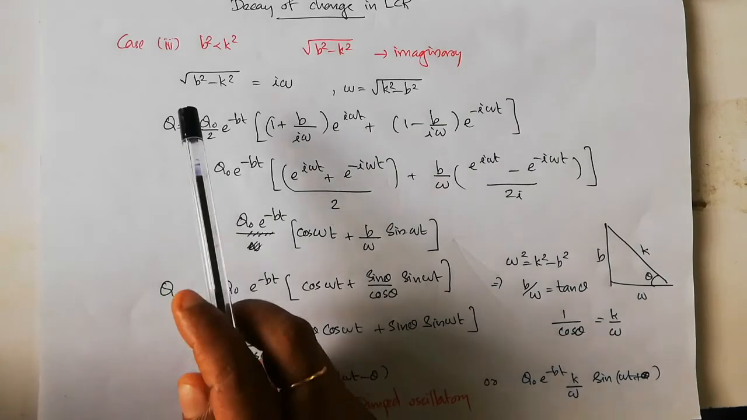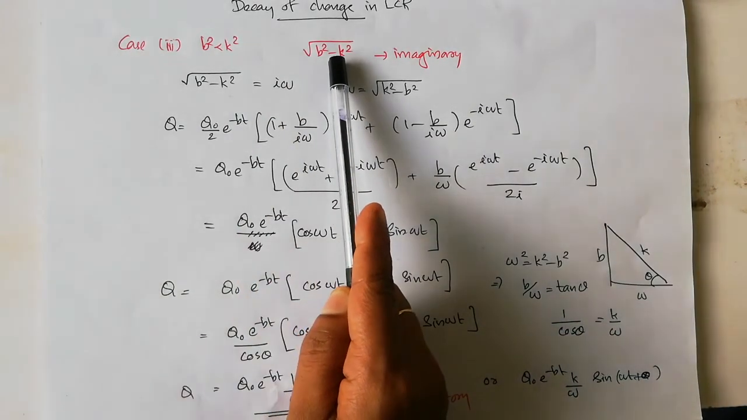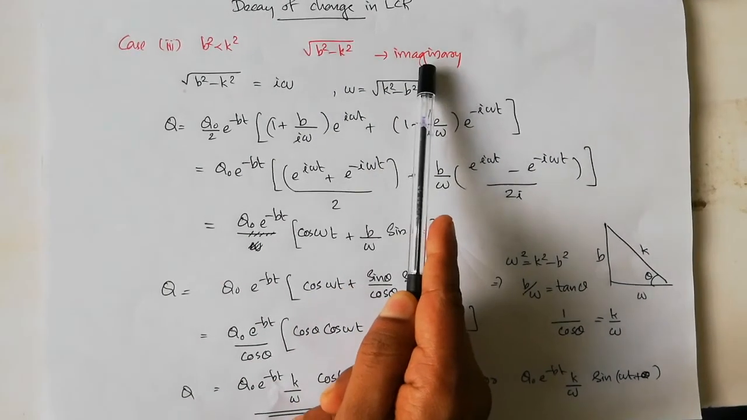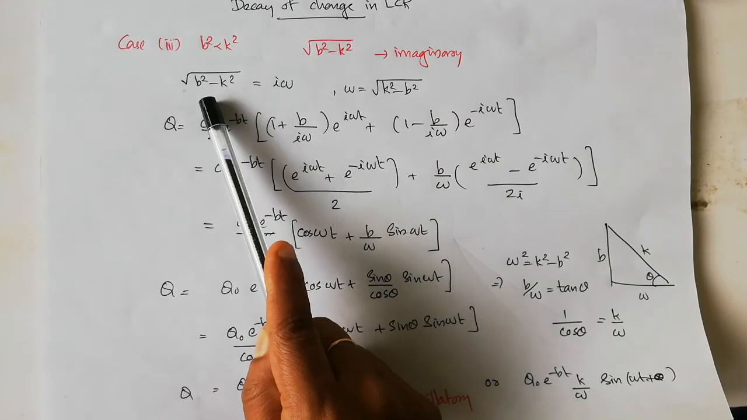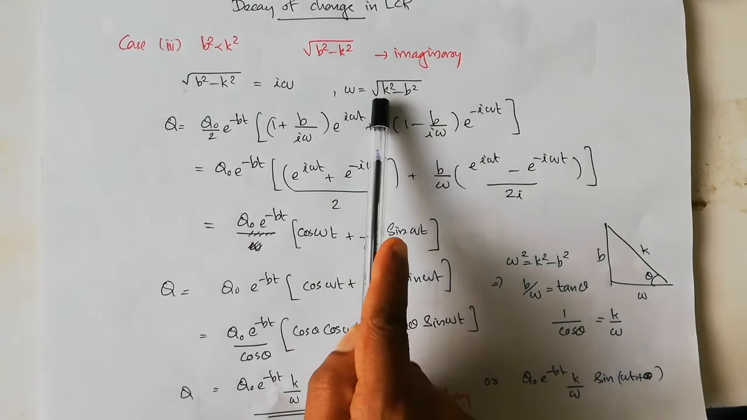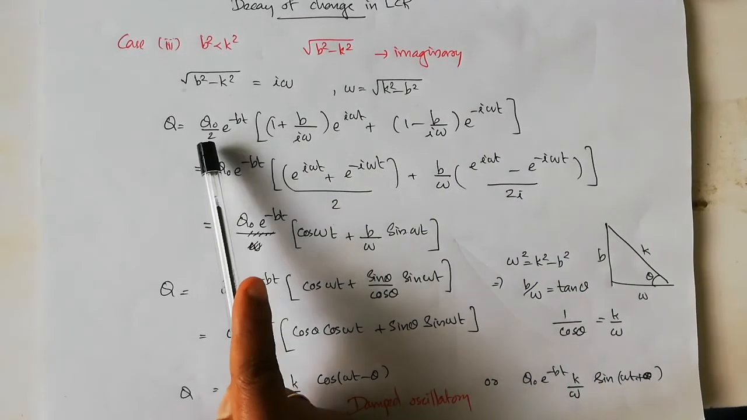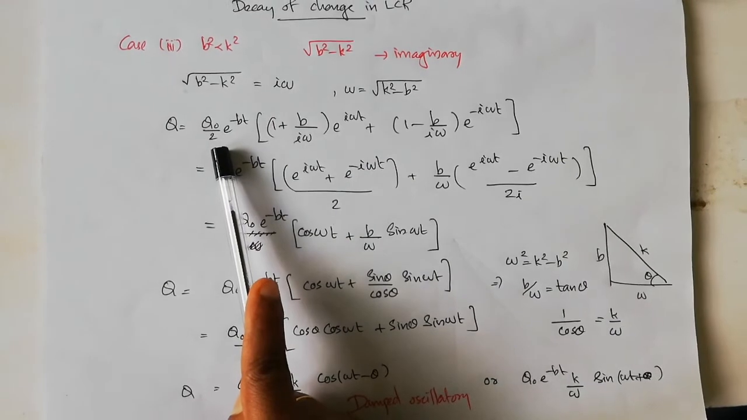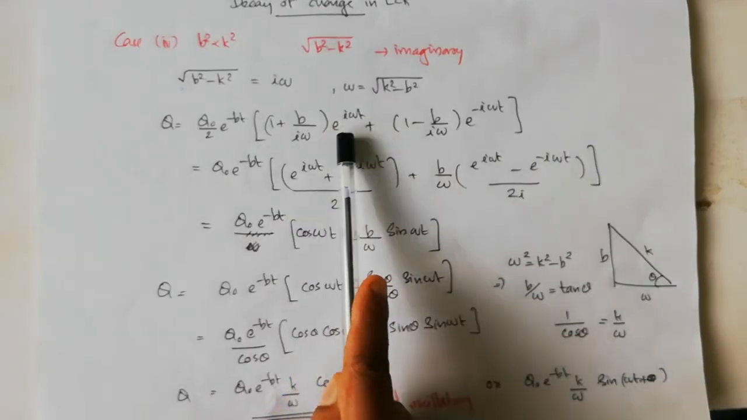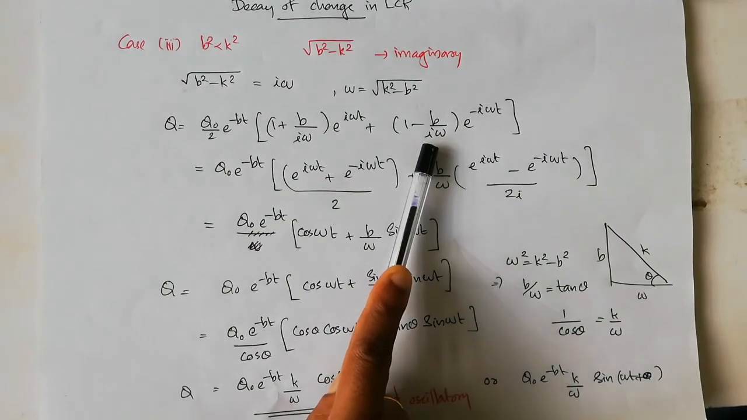Then the next one, case 3. In this, when we apply to the solution, root of b square minus k square is imaginary. So, we can substitute root of b square minus k square is equal to i omega. That is, omega is equal to root of k square minus b square. So, while substituting this, we get q0 by 2 e raised to minus bt into 1 plus b by i omega e raised to i omega t plus 1 minus b by i omega e raised to minus i omega t.